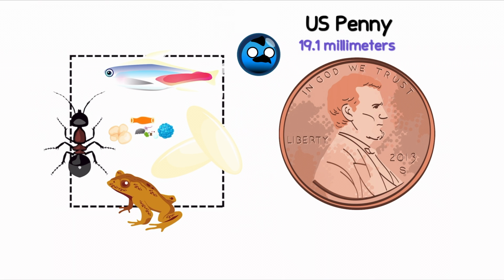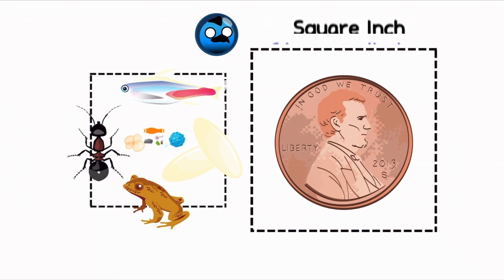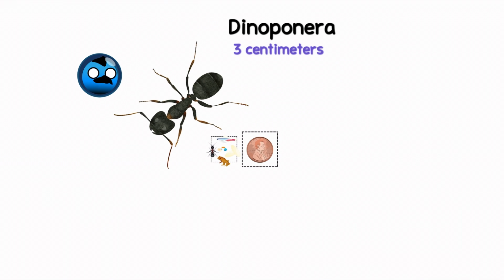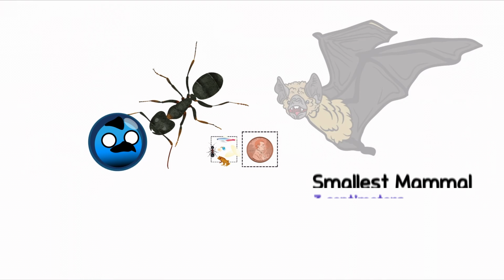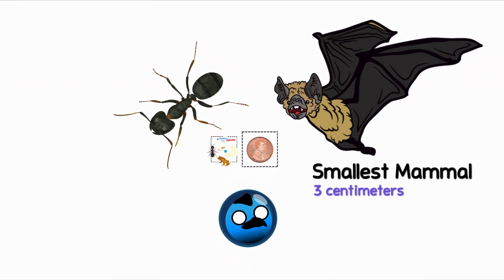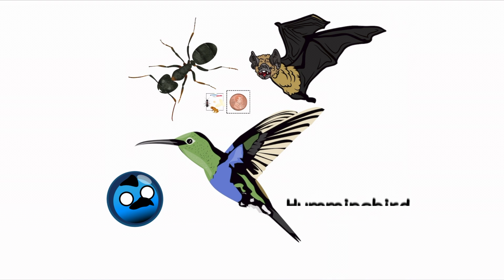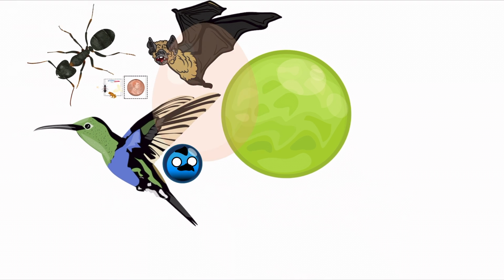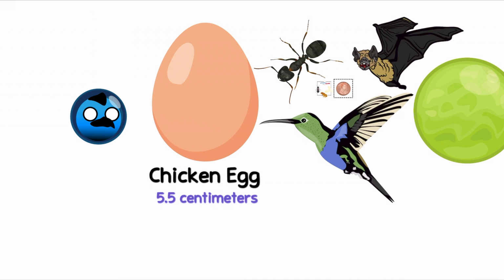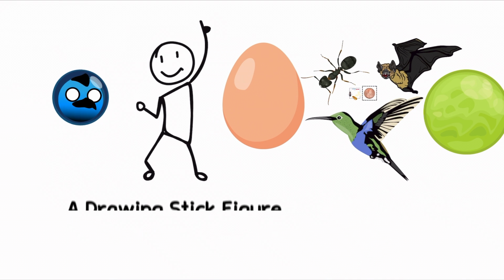US penny, 19.1 millimeters. Square inch, 6.4 square centimeters. Dinoponera, 3 centimeters, known as the largest ant species in the world. Smallest mammal, 3 centimeters, a Kitti's hog-nosed bat. Hummingbird, 5 centimeters. Valonia ventricosa, 5 centimeters, a large single-celled marine algae. Chicken egg, 5.5 centimeters. A drawing stick figure, 8 centimeters.